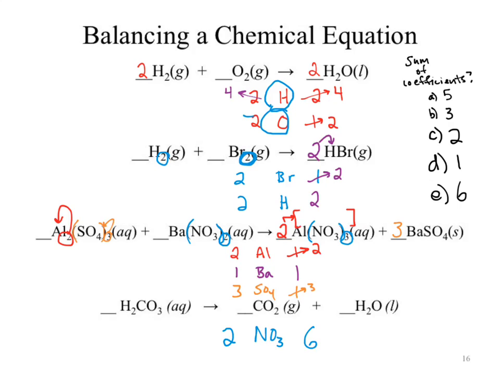Is that balanced? What do we need to do? I need 3 of these, which means I end up with how many nitrates? 6. My nitrates are balanced. What do I do now? Check your work. Since I've got an eraser, let's go ahead and clean this up a little bit.